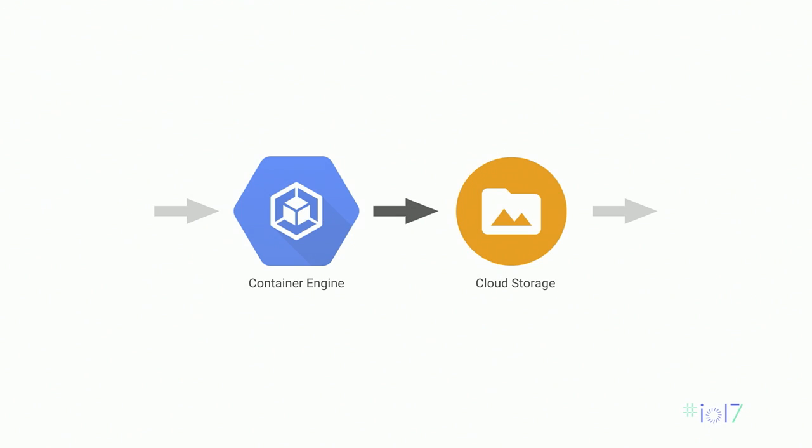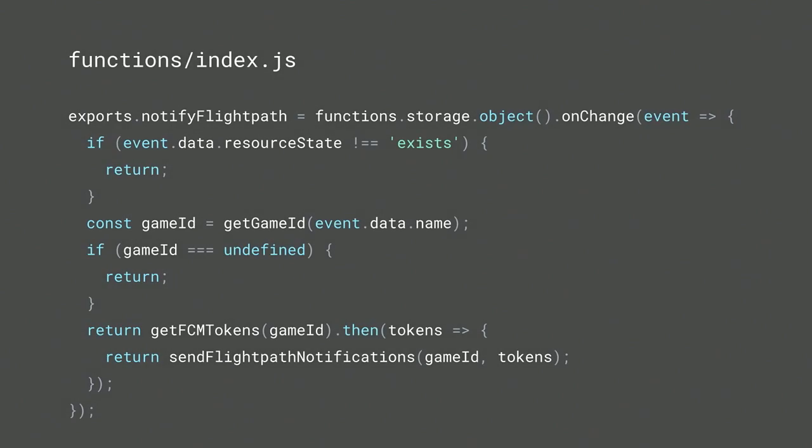So once the Container Engine code, the Go code, renders the image, it uploads it to Cloud Storage. Now, in this case, we chose a bucket that we had associated previously with Firebase to make it super easy to write a cloud function to then send the push notification. We do this with this function here.